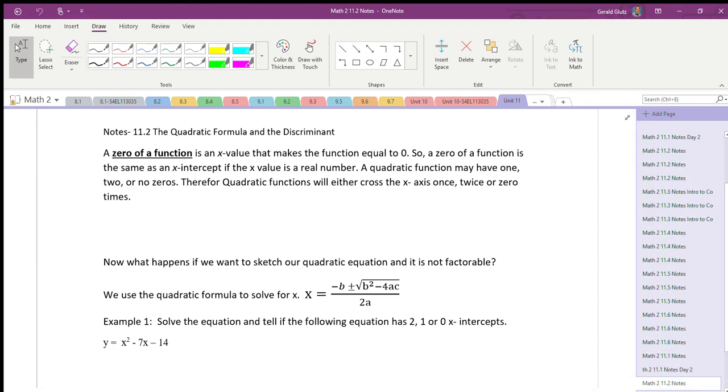Hello and welcome to the next section of Unit 11. So this section is all about the quadratic formula.